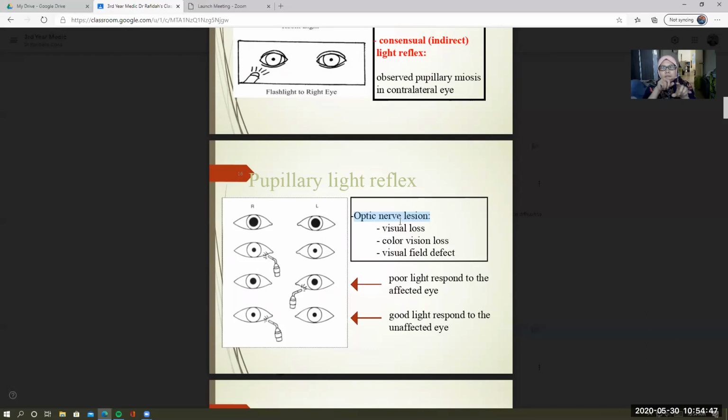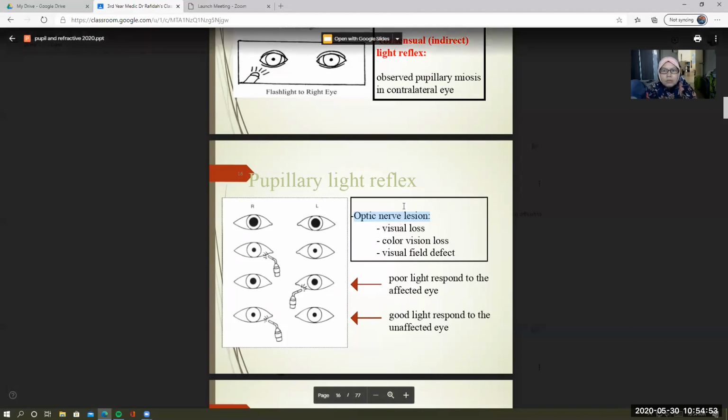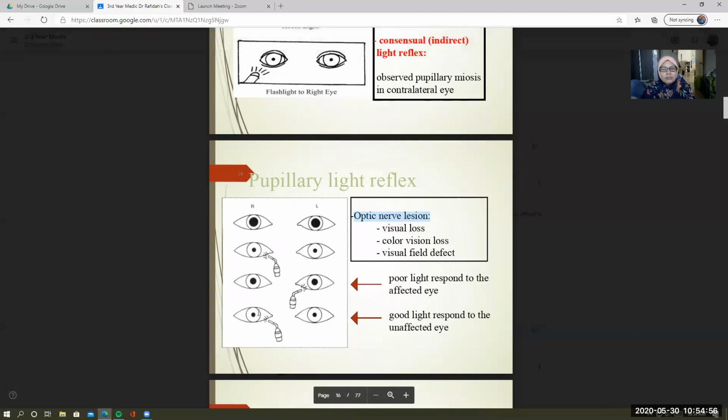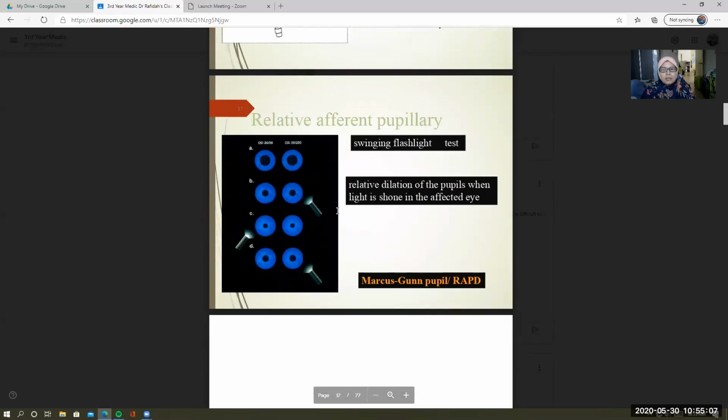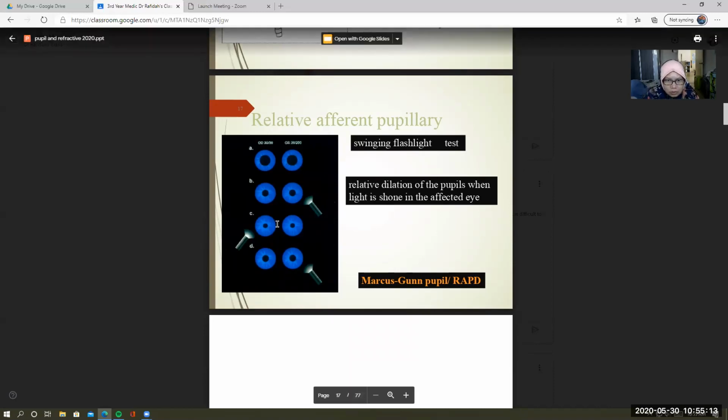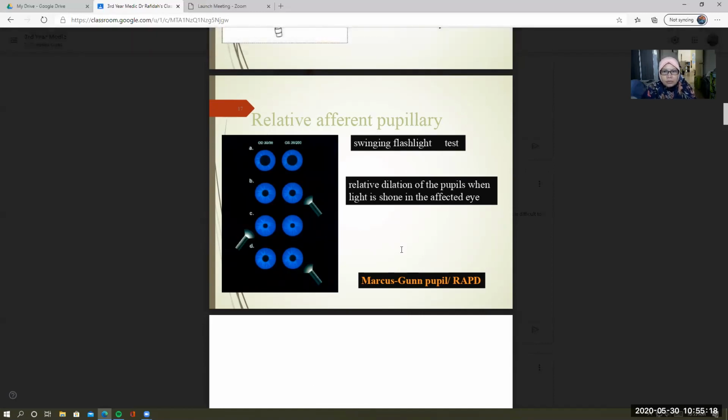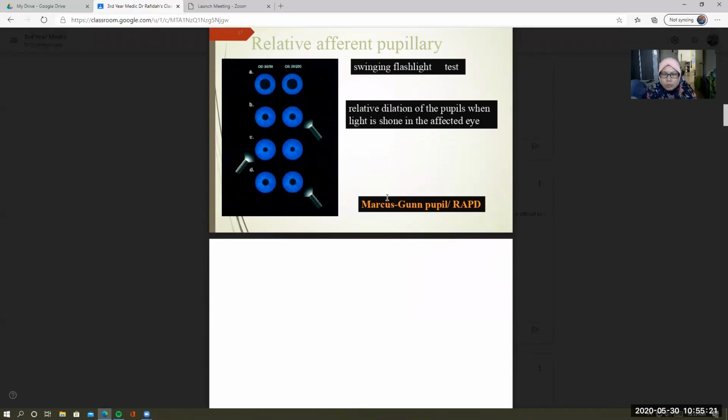So that's how you test the discrepancy between the two optic nerve functions. You shine to the right, it's constricted. You shine to the left, it's dilated. You shine to the right again, it's constricted. That's how you test optic nerve function. If both are intact, both should be constricted. But if one has a problem, then it will be dilated on the affected eye. And you will call the pupil RAPD positive, or you can also call it Marcus Gunn pupil.